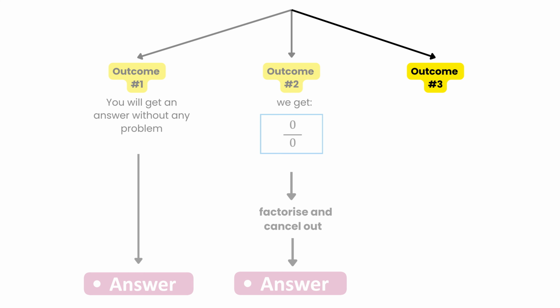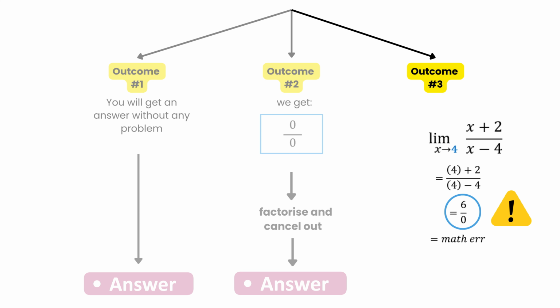The third outcome we can get is when we plug in the limit approach and still get a math error. But this time, what's causing the math error is different from the one we just did together with the 0 over 0 situation. Let's check out an example to see what's going on here. In this example, you'll see when we plug in the limit approach, we still get a math error, but this time, the cause isn't 0 over 0. What's causing the math error now is that we've got a normal number divided by 0. And we all know in maths, you can't divide by 0, no matter what.